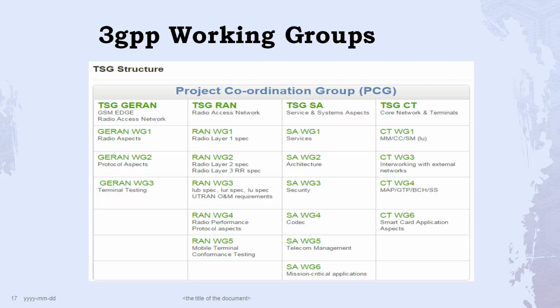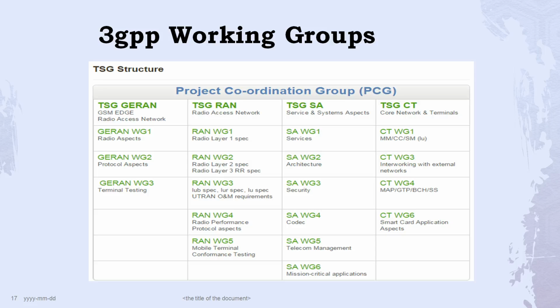Alright, so here's a TSG structure with the four different TSG groups. Below these TSG groups we have so-called working groups, because you need to split down the workload within different areas. Like for GERAN, we have three working groups, one working with radio aspects, one with protocol aspects, one with terminal testing.